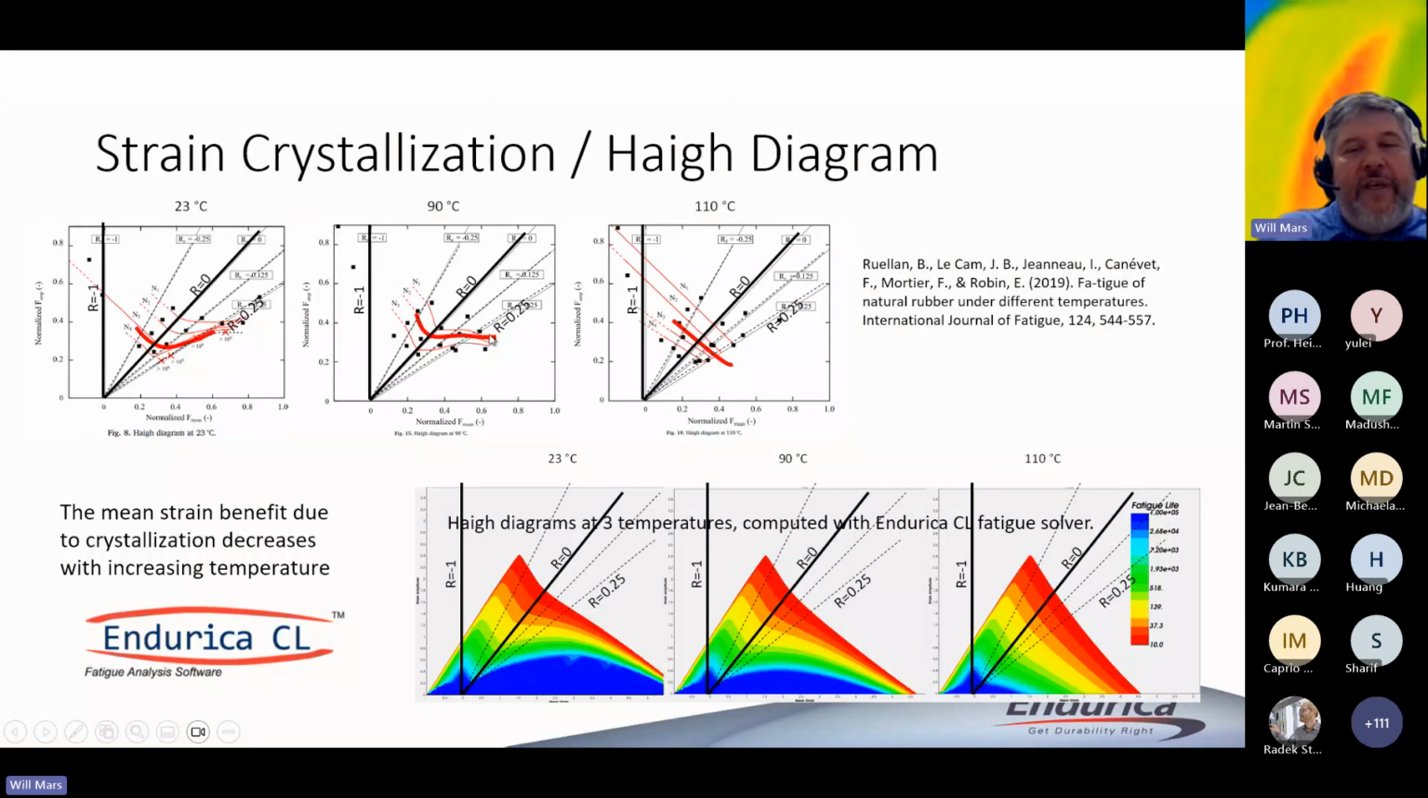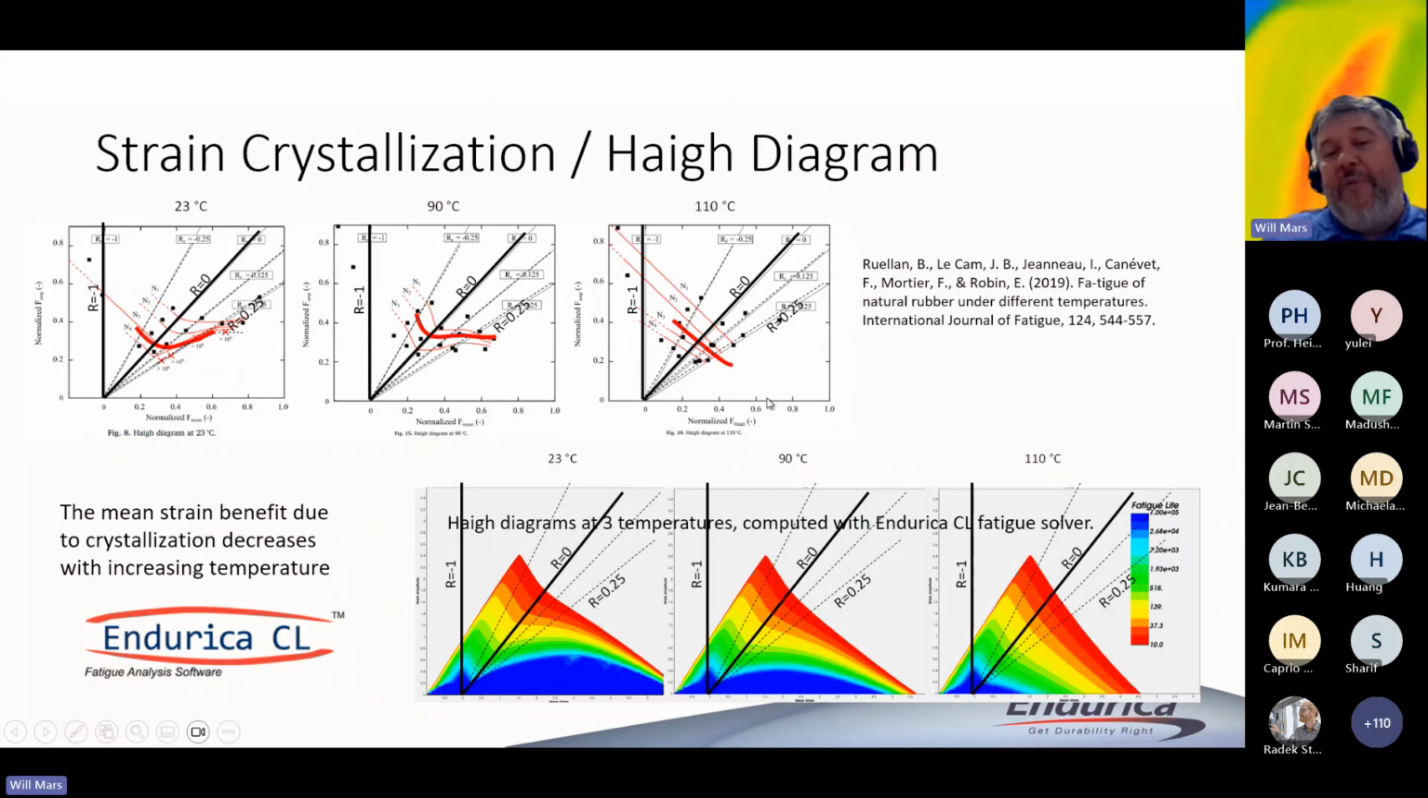If you look at the shape of these iso lines at room temperature, there's this interesting behavior where increasing the mean stress in a certain range causes the life to decrease. However, as you increase the mean stress from the R equals 0 case to the R greater than 0 case, the life actually gets longer as the material strain crystallizes. Now, as you increase the temperature, instead of having this sort of U-shaped character, you get a bit of an L shape. And then as you get up to 110 degrees Celsius, the beneficial effect of mean strain disappears.